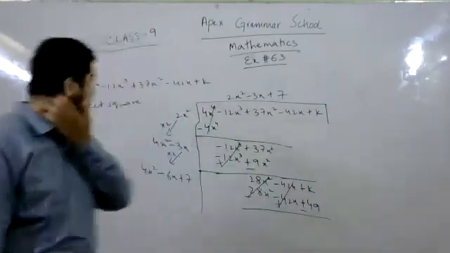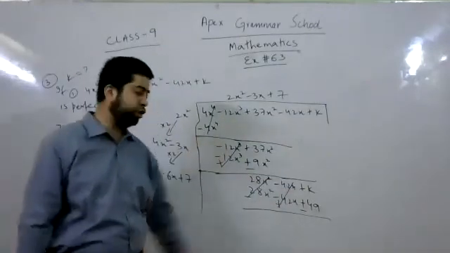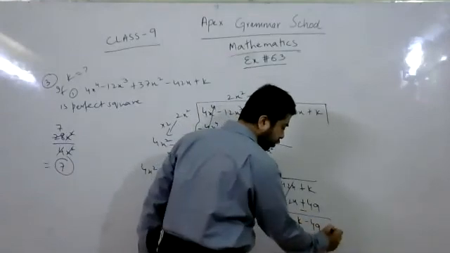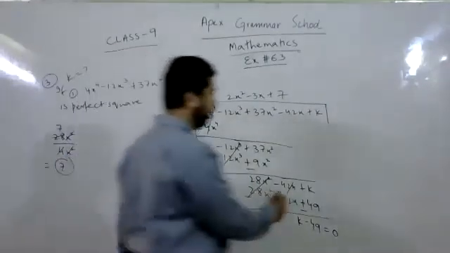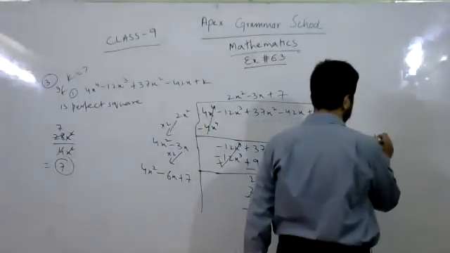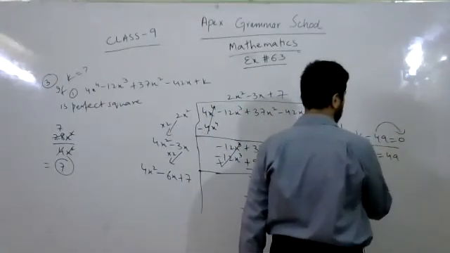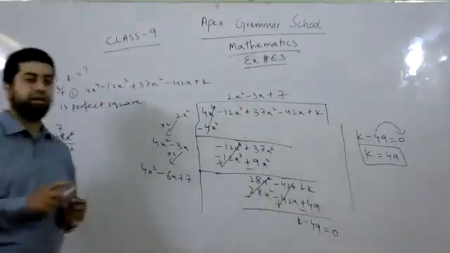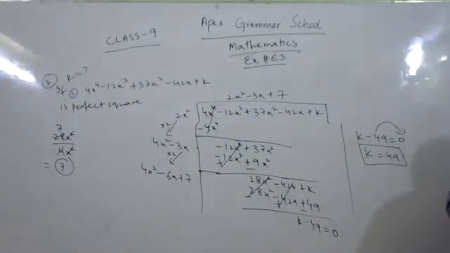One thing you need to remember, if this is a perfect square, then its remainder must be equal to 0. So you are left with k minus 49, which is equal to 0 according to the given situation. So from that, k minus 49 is equal to 0. You can easily find the value of k. This was the value of k, that is 49. So through these division methods, we can easily find this unknown variable value, that is k.